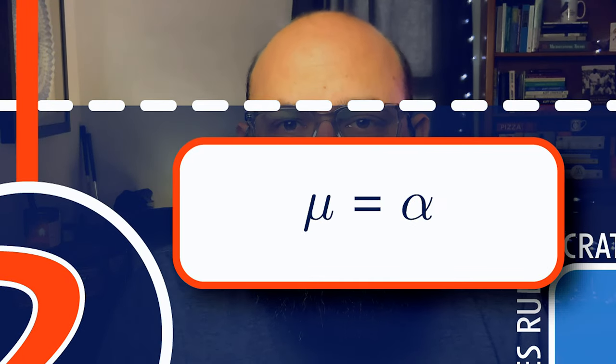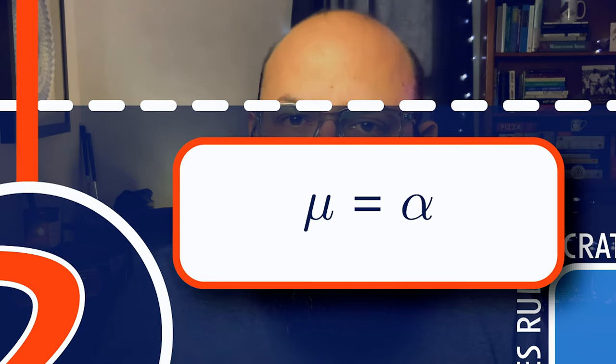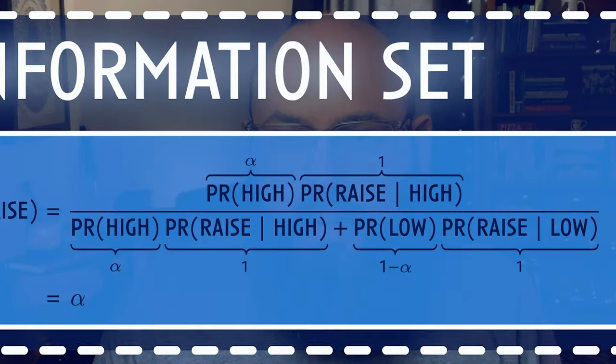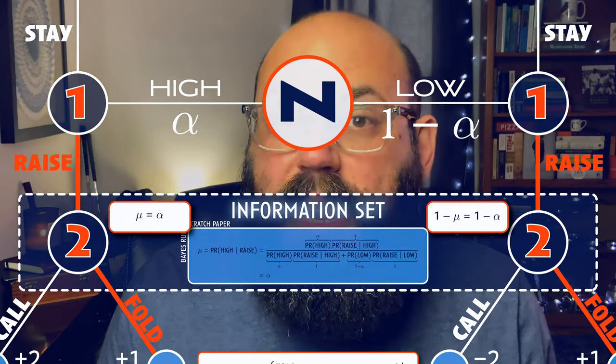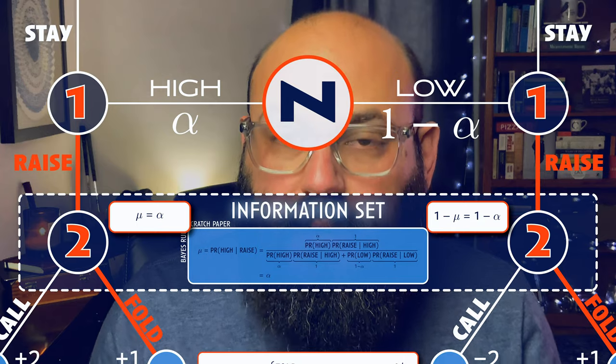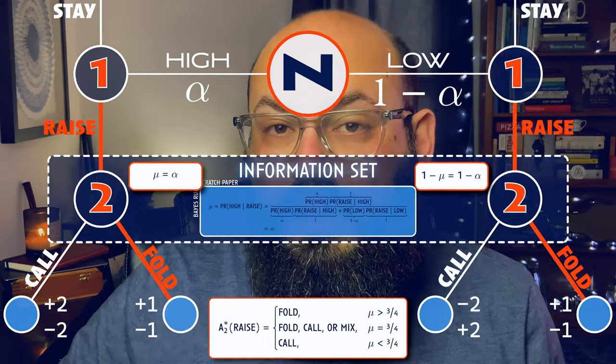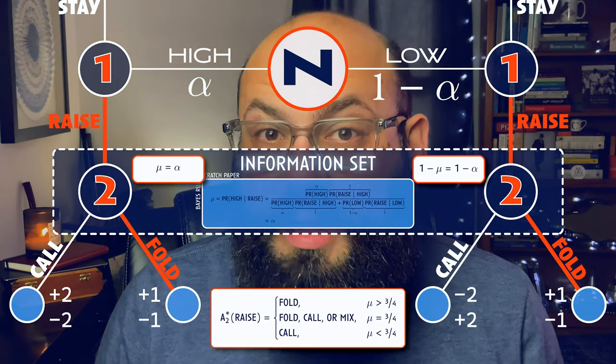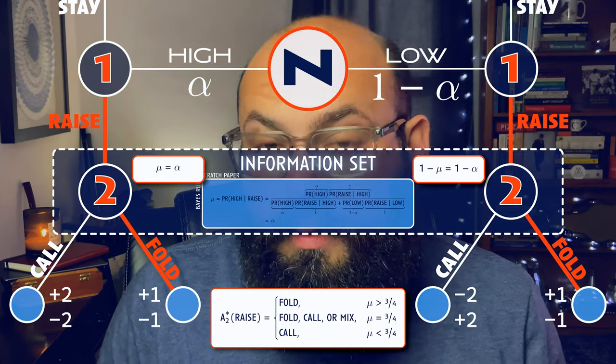So we have mu equals alpha. That is the only sequentially rational belief to have. That is the Bayes rule belief. So that alpha matches with the strategy that we've just described. So the strategies help determine the mu, the belief. And then we finally need a choice on my part that is consistent with that belief. And in this case, I fold.